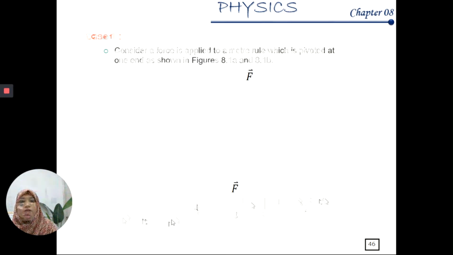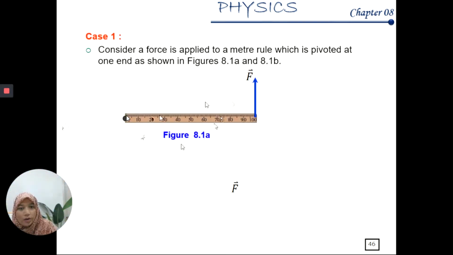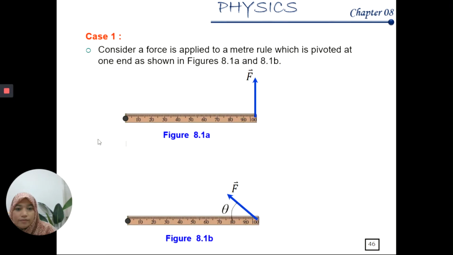Case 1. Consider a force applied to a meter rule which is pivoted at one end as shown in figures 8.1a and 8.1b. So we have one meter rule. This is a pivot point, or we call it the point of rotation. We have two different forces. The first one is upwards. The second one is at the second quadrant with an angle. Both have the same pivot point, rotation axis. So this is the distance.